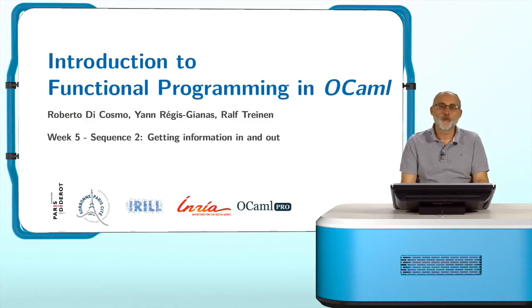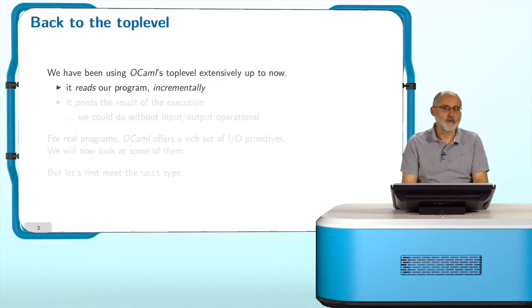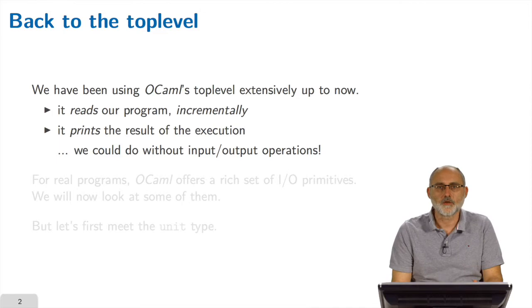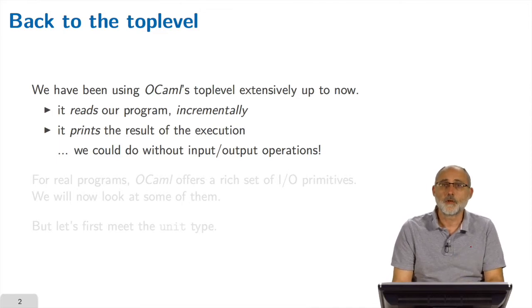In this sequence, we will look at how we can get information in and out of an OCaml program. But let me just first remind you of something. Up to now, we have all been using the OCaml top level extensively. It is very handy. It reads our program incrementally, phrase by phrase, and it prints the results of the execution of our programs. That is fantastic because up to now, we could really do all this work without discovering a single input-output operation. Everything was done by the top level for us.